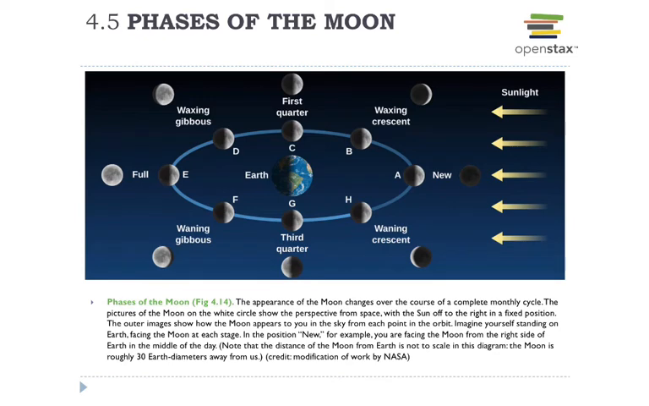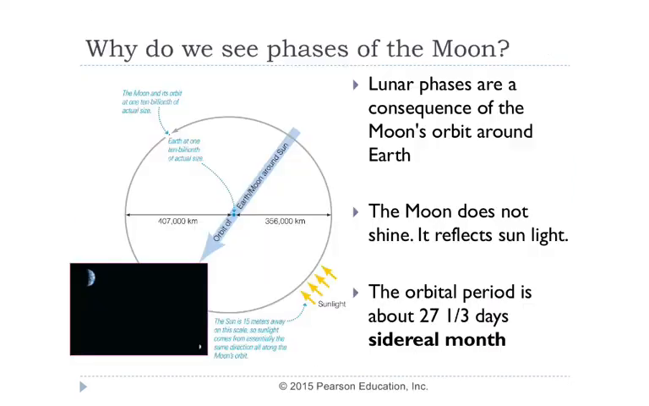Okay, so we'll continue in 4.5 talking about phases of the moon. As the moon orbits around the Earth, the Earth is also orbiting around the sun. The moon, like planets, does not emit any of its own light. It only reflects the light from the sun. So depending on where it's at in its orbit, it's going to reflect light at different angles, or different portions of it will be illuminated.